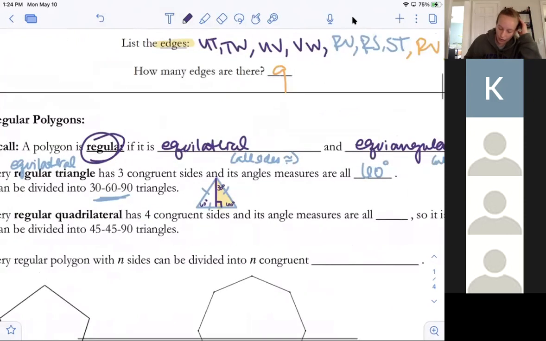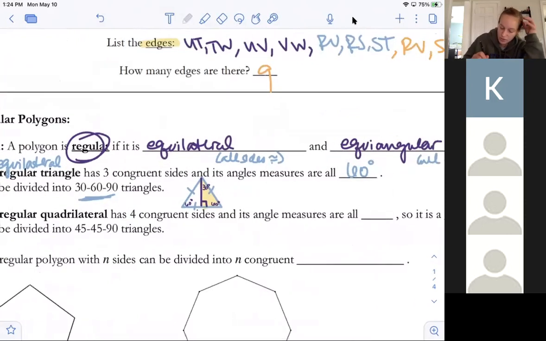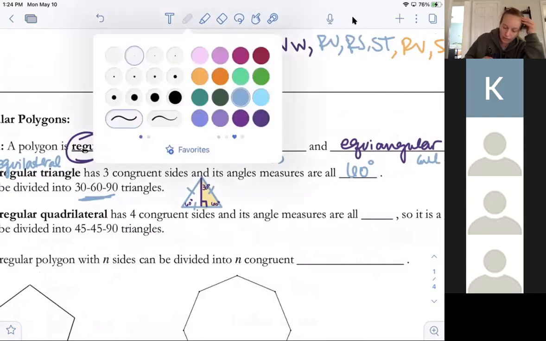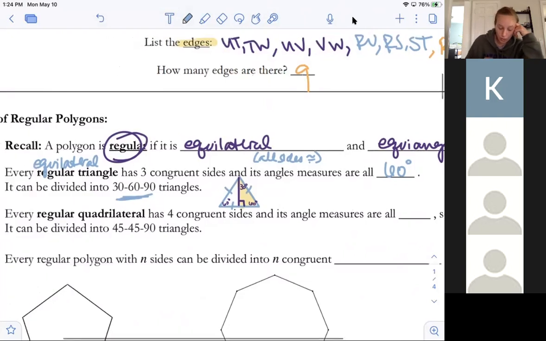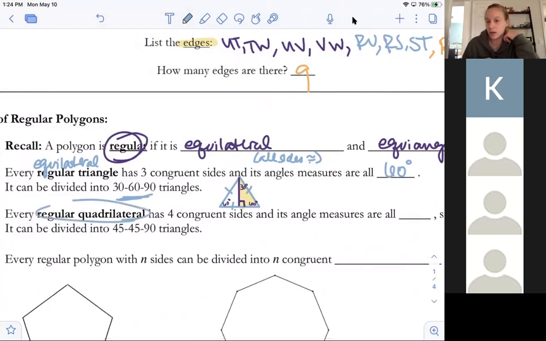And then a regular quadrilateral has 4 congruent sides and all of its angle measures are what? What's a 4-sided figure who has all congruent angles? What are those angles going to be? Anyone know the name of a regular quadrilateral? It has a special name that you guys have known for a long time. What do we call it? Something that has all my sides congruent and all my angles congruent and it has 4 sides.